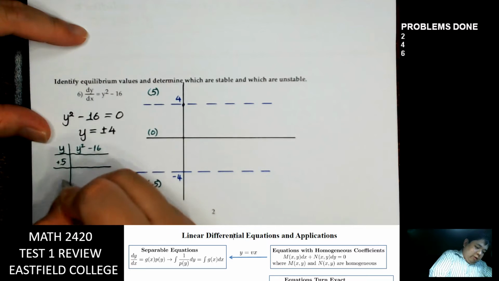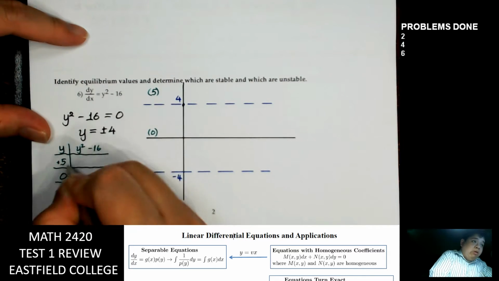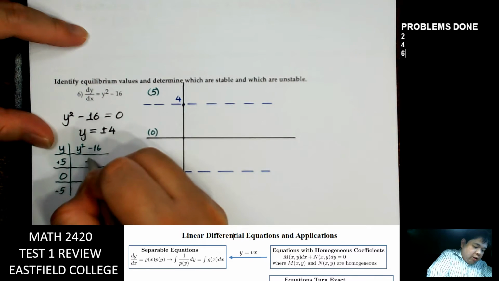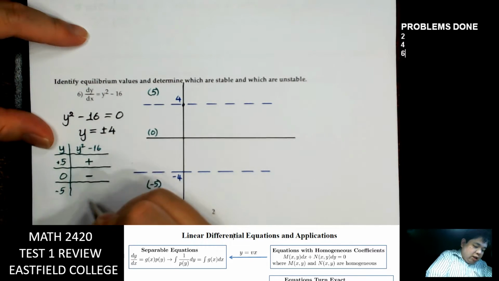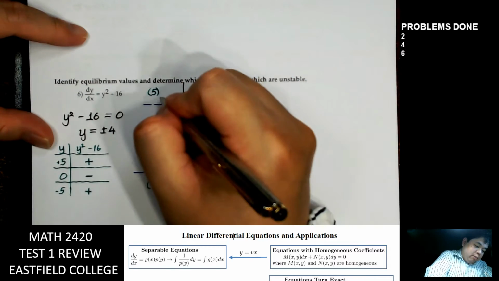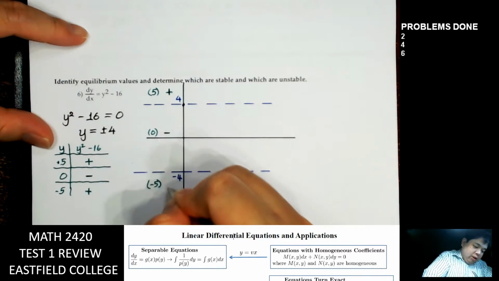Let's do 5, 0, and -5. Now we evaluate the function. Put 5 in here, obviously it's going to be positive. Put 0 in here, it's going to be negative. And put -5 in here for y, it's going to be positive. So we have positive, negative in the middle, and positive.